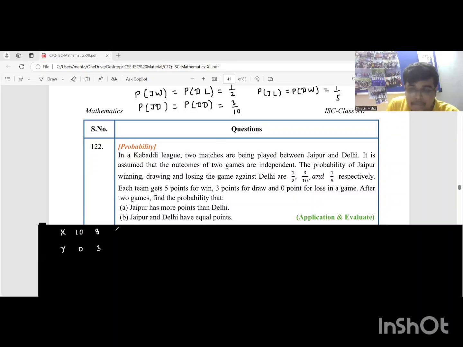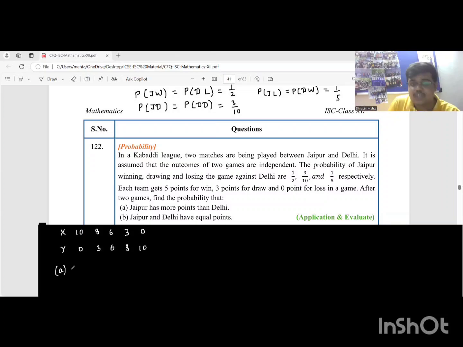Third possibility, students, both are draws. What if both are draws? So then both get 3 and 3 each for both the games. So it is 6 and 6. Next possibility, students, that Delhi wins 1 game and 1 is a draw. If Delhi wins 1, 5 for that and draw. So that is 8, and Jaipur, because it's a draw, it's 3. Another possibility, Delhi wins both the games and Jaipur loses both the games. These are the different possibilities that we have.